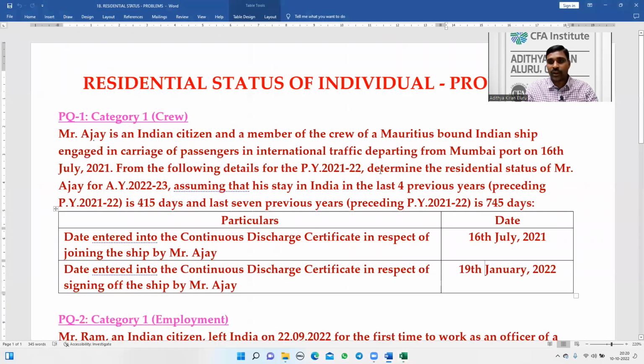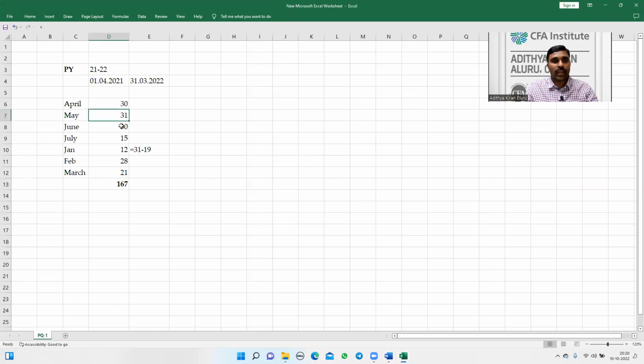So he left India on 16th July. Therefore, I'll take April 30, May 31, June 30, and July 15. I will not consider 16th, so he is not in India from the 16th onwards. In January, he came on 19th, so I'll take 12 days, February 28 days, and March 31 days. Sorry, with March as 31, the total comes to 177 days. Okay, total 177 days stay in India.